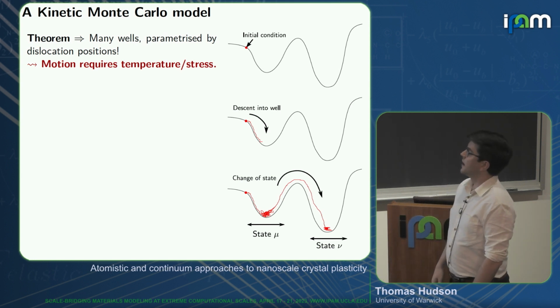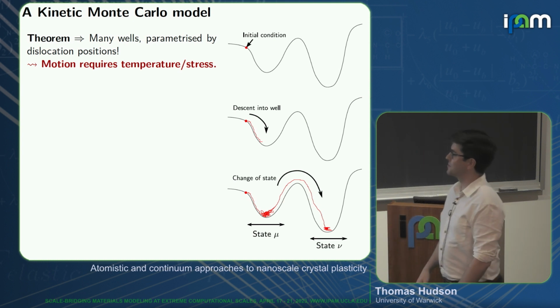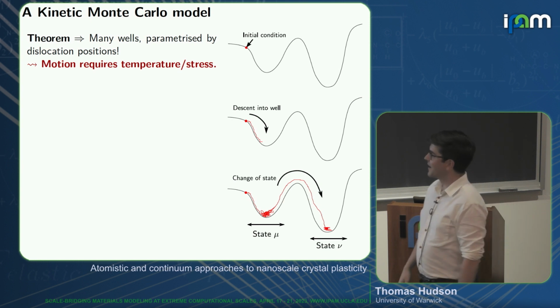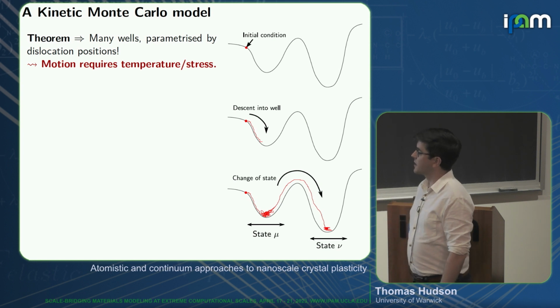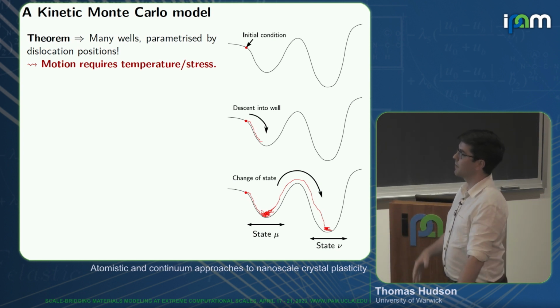So you need some energy to come in from somewhere else to actually get you out of one of these local minimizers. And so the inspiration for that, again, came from talking to people at IPAM, I would say. I learned about kinetic Monte Carlo models here. And so I started thinking about whether we can formulate a kinetic Monte Carlo model starting from what we know about this dislocation model.